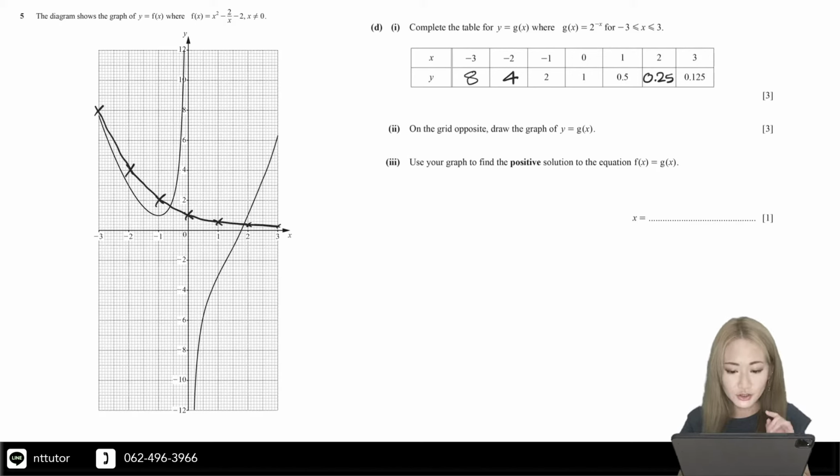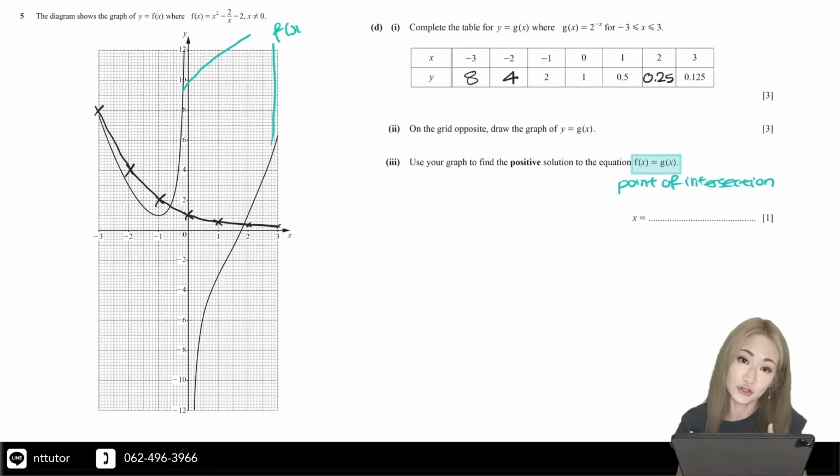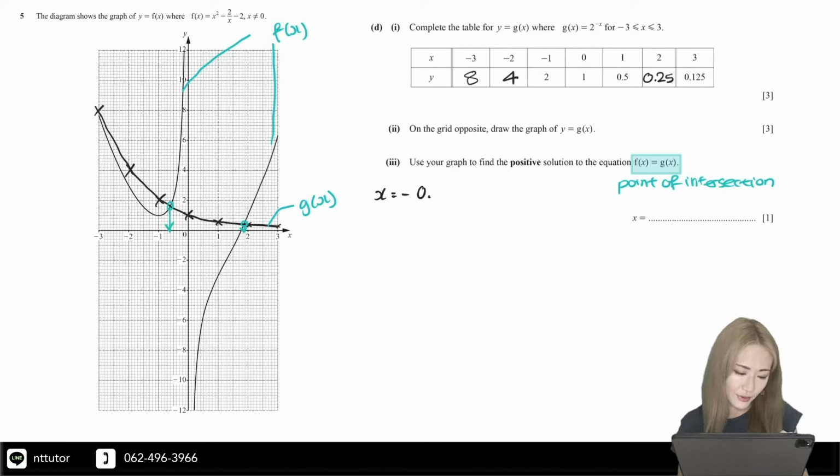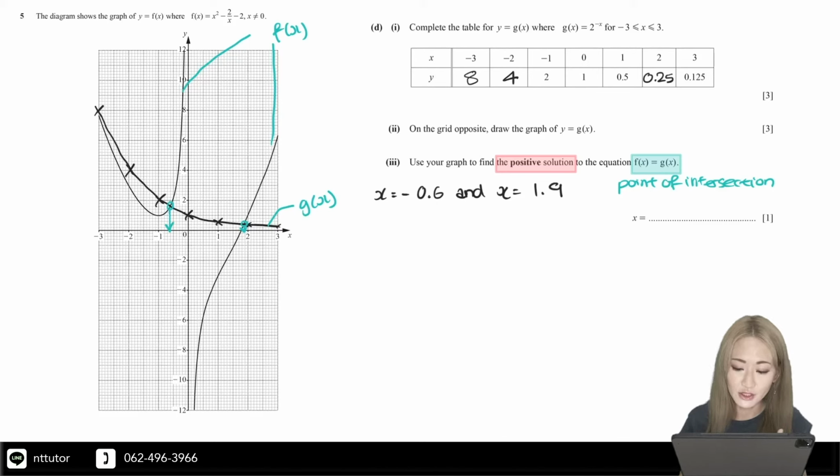Then, part 3, use your graph to find the positive solution to the equation f(x) equals g(x). To solve f(x) equals g(x), that's just the point of intersection between the two functions. We're looking for the point of intersection between the two graphs on the diagram right now, f(x) and g(x). We can see that they intersect at 2 points, over here and over here. The corresponding x values are minus 0.6 and around 1.9. So the solution could be minus 0.6 or 1.9, but it says use your graph to find the positive solution, which means your solution needs to be positive. So the positive one is 1.9. Therefore, the answer for this one is x equals 1.9.